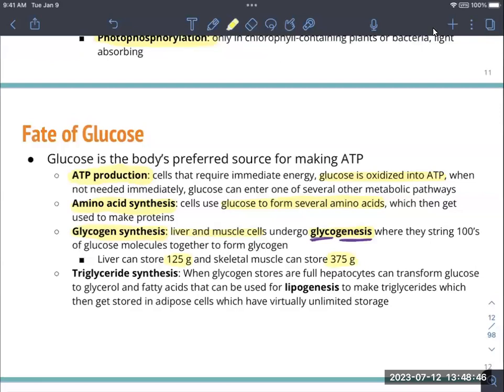Here's the other fun part. Glucose can get converted to triglycerides, to fat. So when our glycogen stores are completely filled, glucose can transform to glycerol and fatty acids for lipogenesis. Lipo for lipids. Lipids are fats. Genesis means to build something. Lipogenesis, we're building lipids or fats. We do this to make triglycerides. We store those triglycerides in those adipose cells. Those adipose cells have pretty much unlimited storage. They can continue to expand and expand and expand.